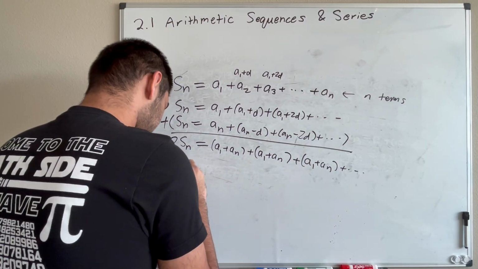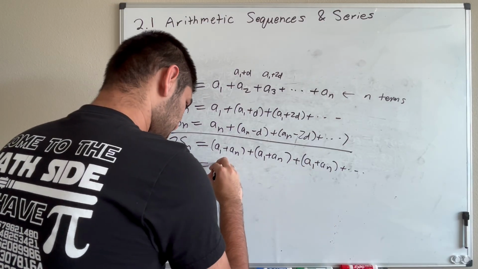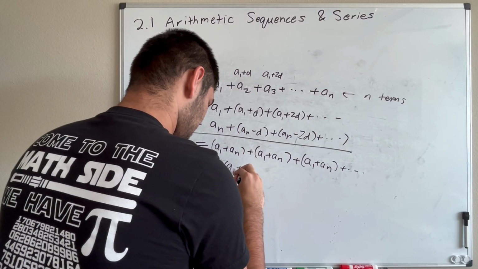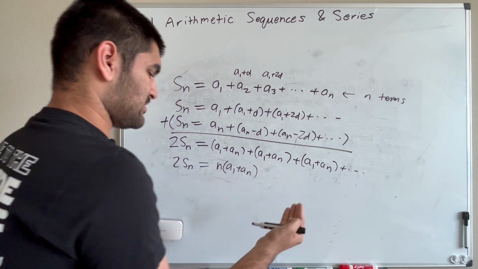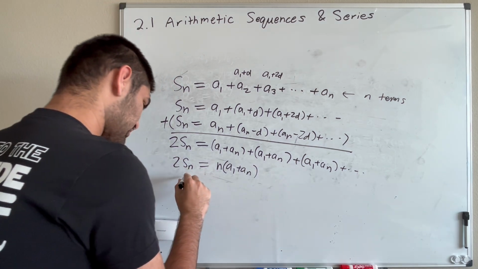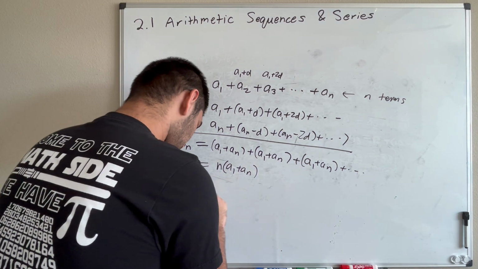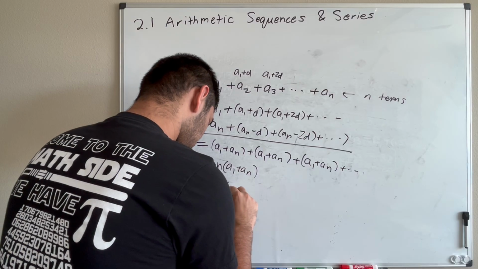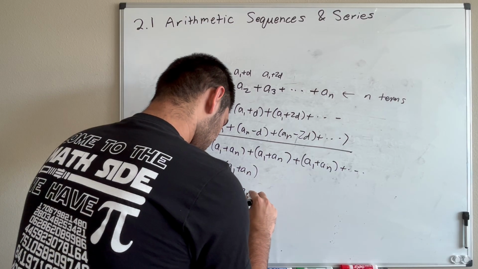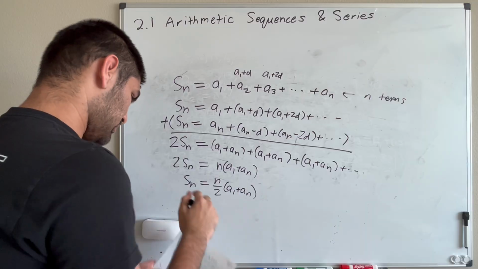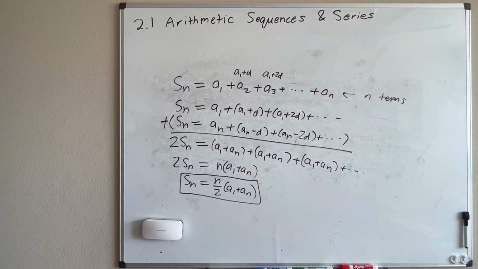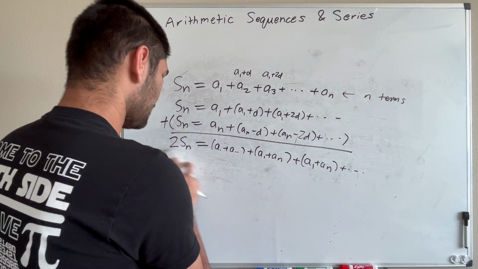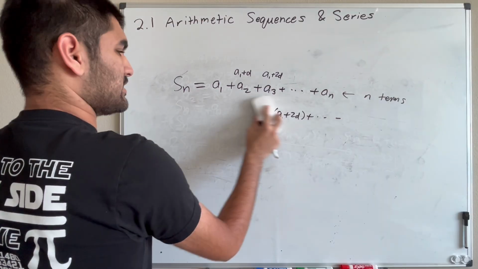We can use multiplication. So this is the same thing as n times a1 plus an, right? This is saying that we have n terms of a1 plus an. And then solving for Sn, divide both sides by 2, you get Sn is equal to n over 2 times a1 plus an. And this indeed is the formula for an arithmetic series. Okay? All right, good. So now let's do some examples.